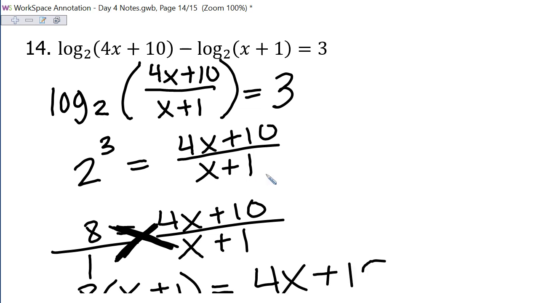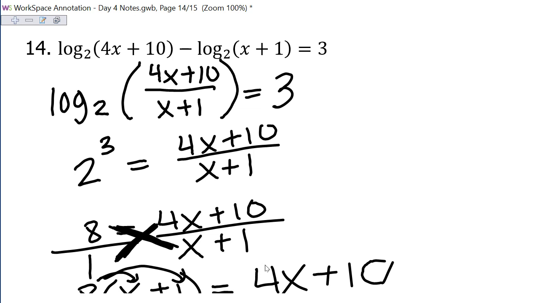What's next? Distribute that 8. So what's 8 times x? 8x, what's 8 times 1? 8 equals 4x plus 10. What's next? Subtract the 4x to both sides. What's 8x minus 4x? 4x plus 8 equals 10.